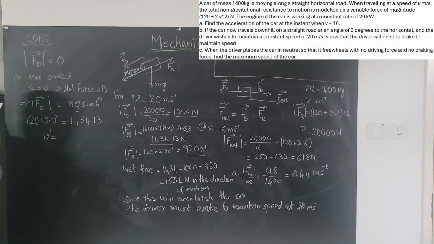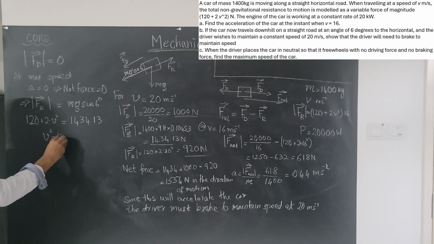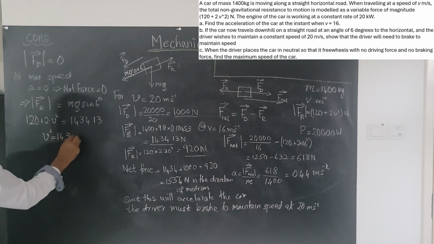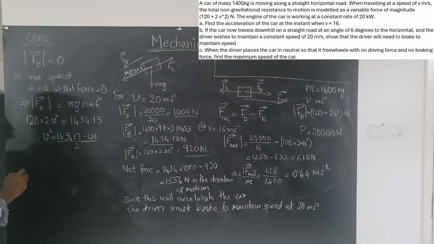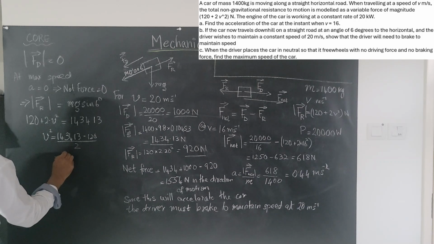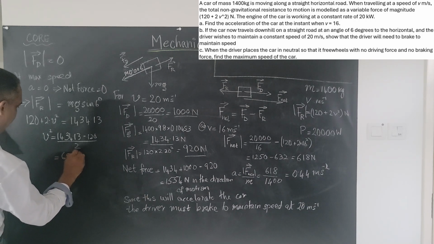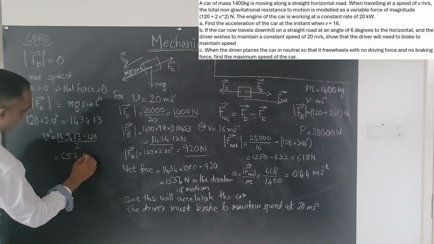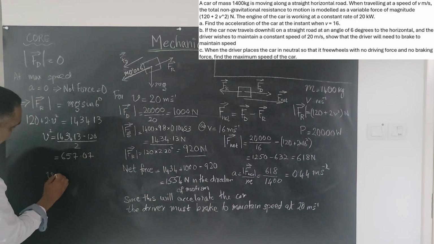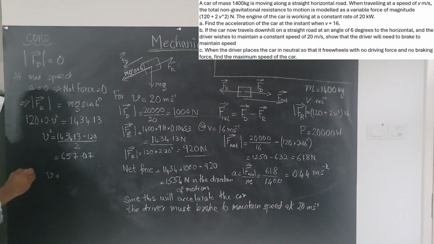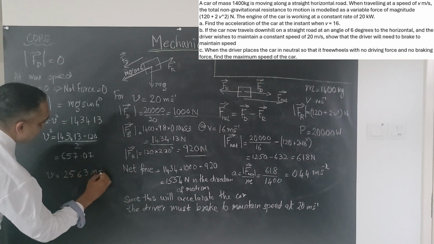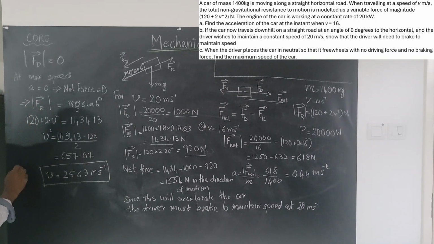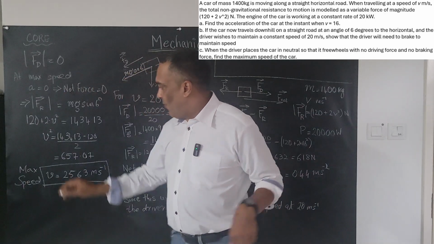Velocity squared is nothing but 1434.13 minus 120 divided by 2, and that gives me something to the tune of 657.07, which means velocity, or the speed in this case, remember he's not asking for a vector, is the square root of that, which is 25.63 meters per second. Maximum speed. Okay, hopefully I'm not casting a shadow on that.